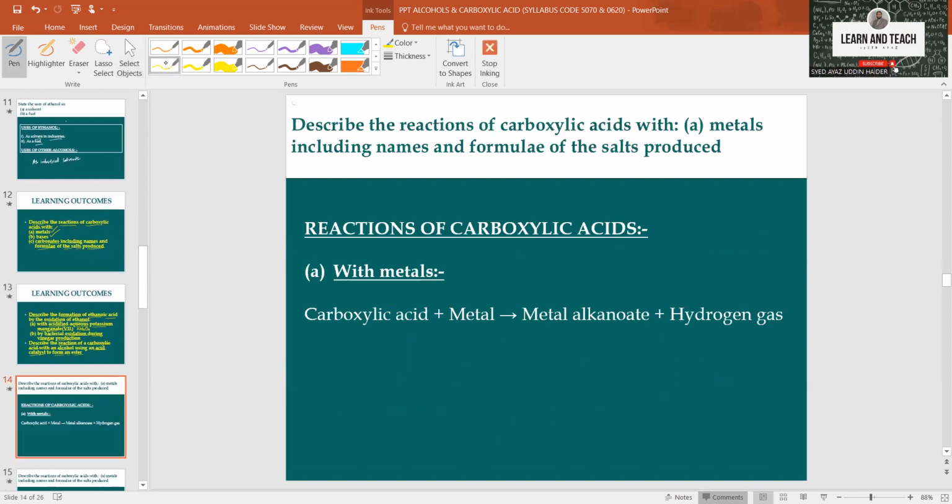Reactions of carboxylic acids. Now with metals, whenever you react carboxylic acids with metals, you will get metal alkanoate plus hydrogen gas. For example, if you are reacting methanoic acid, this is the formula of methanoic acid, HCOOH, and the metal I'm taking is magnesium. So you'll get magnesium methanoate plus hydrogen gas.